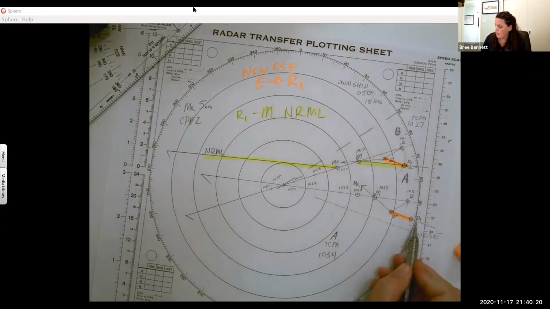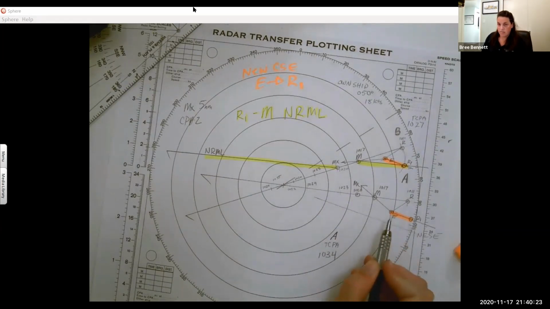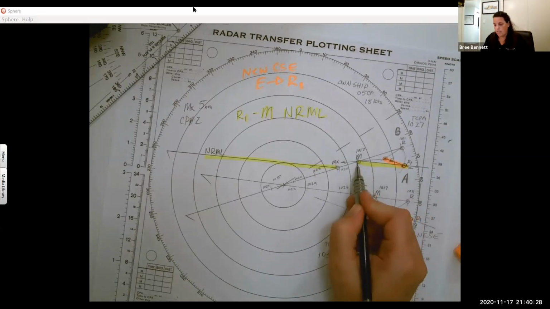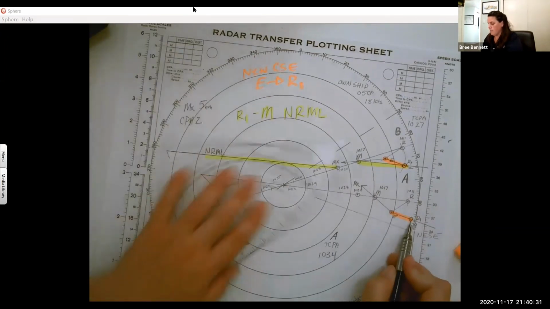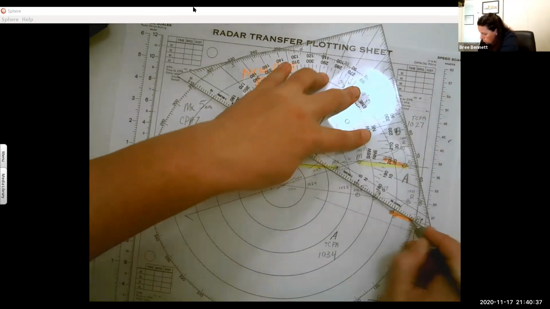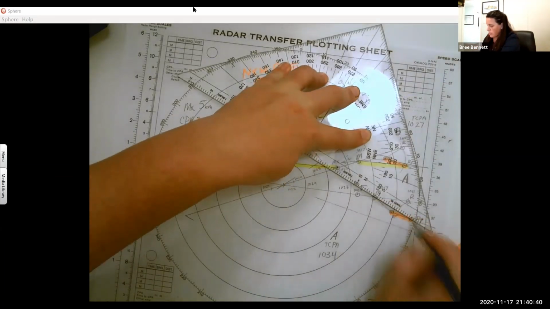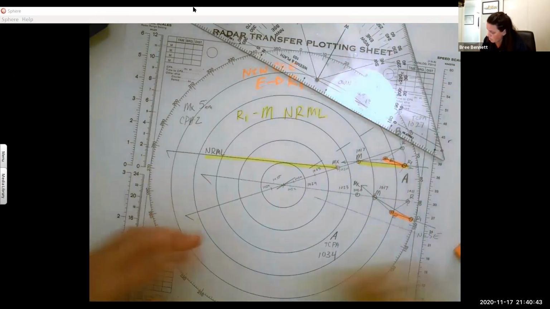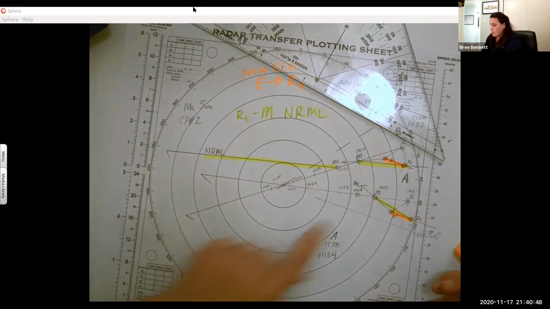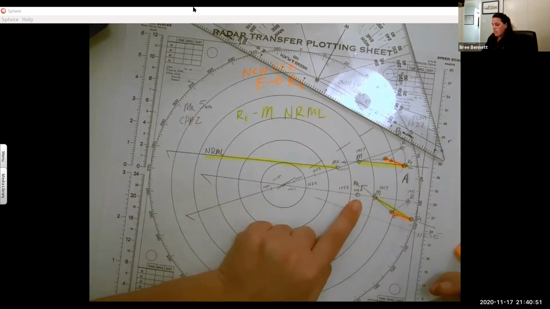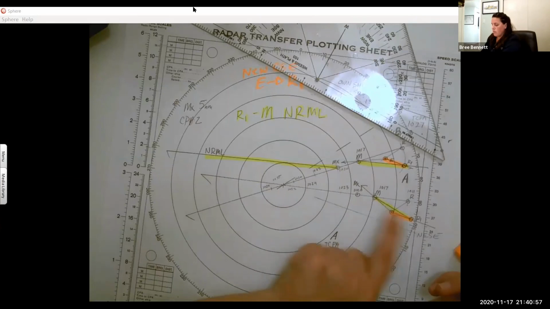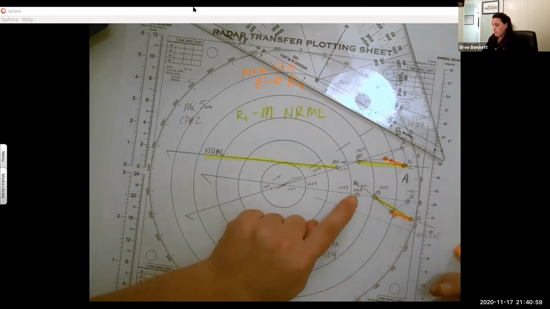So on this triangle, we haven't made the triangle yet, but we had R prime to M is the new relative motion line. So here's R prime, and here's our M. So let's connect R prime and M. And that is our relative motion line, our new relative motion line. Then I want to move that relative motion line to MX. Just like this relative motion line goes to MX, this relative motion line goes to MX.